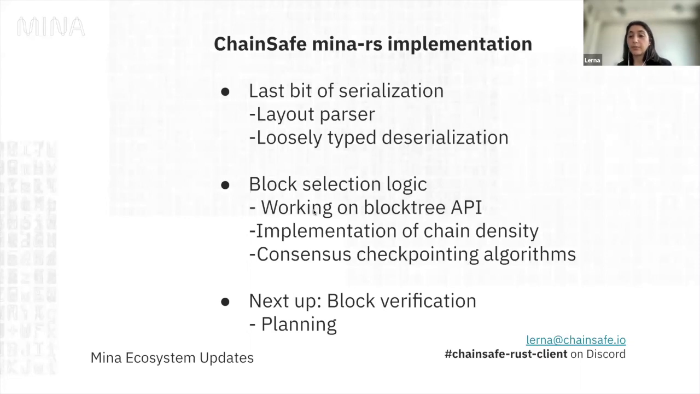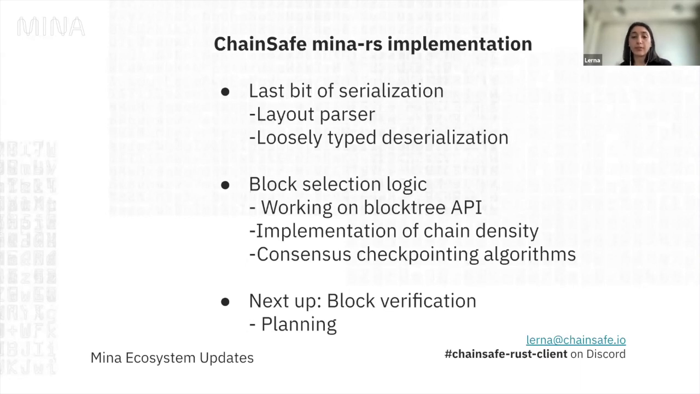Next up, there's block selection logic. This is the main focus for us right now. The block selection logic is what we need to decide which block to include in a collection of blocks that's received from the network. Selecting a block involves validating the fields in the block and the proof contained in the block. So what are we doing to get this done?